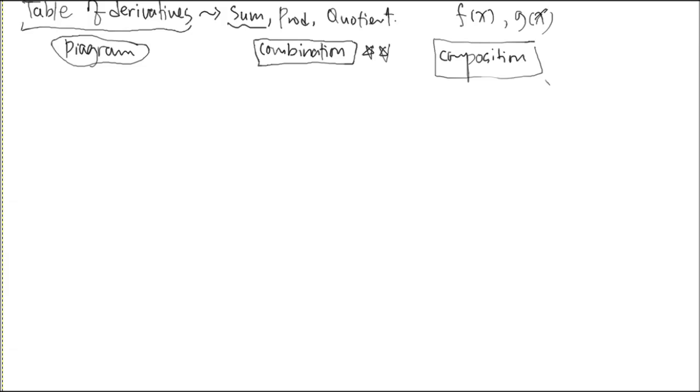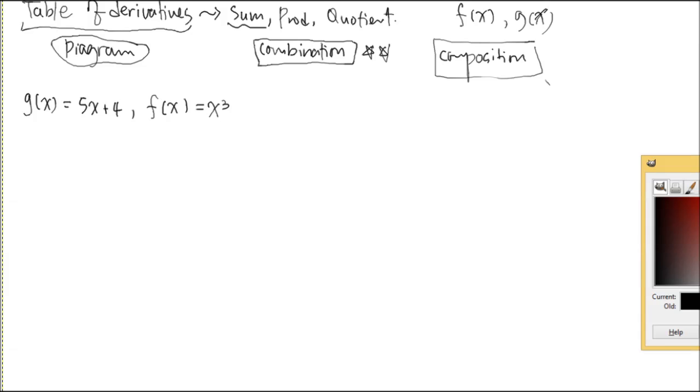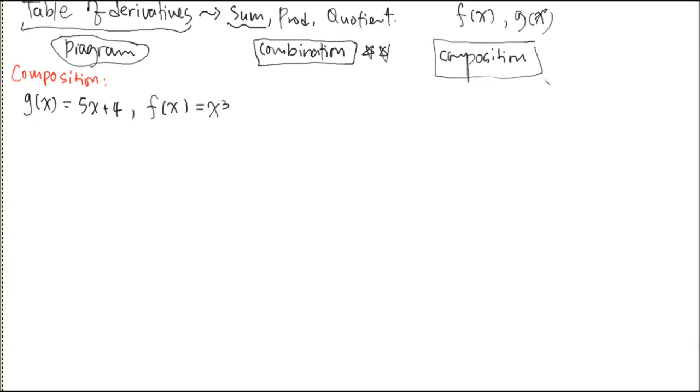Okay, so let's see. Here's an example. I'm writing down g of x first: 5x plus 4, and f of x later: x cubed. Let me write down the composition in a different color. I give you two functions, and he is talking about something called composition. What is it? I wrote down g of x first because we play with g of x first. It's about creating a new function.